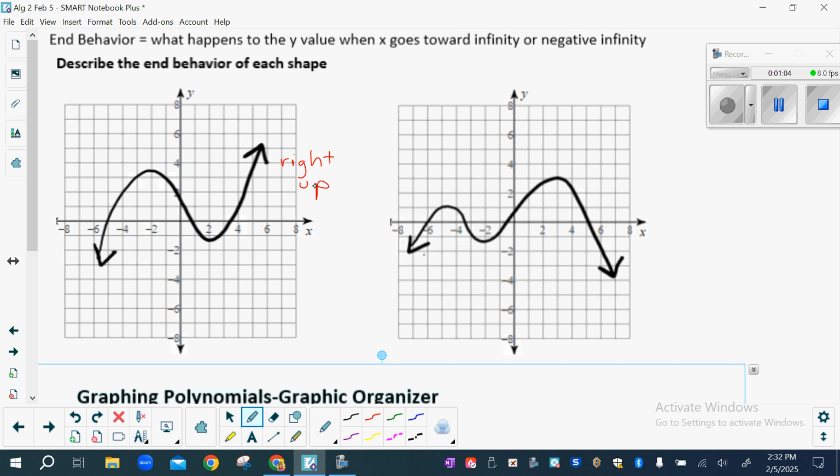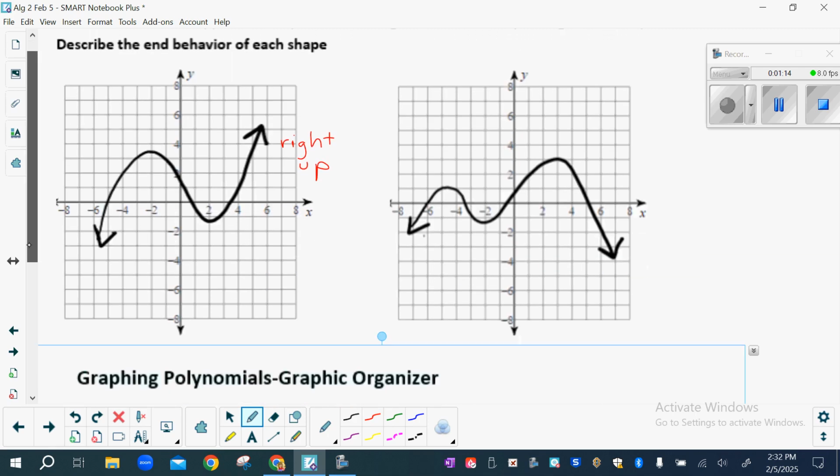Okay, so now on the left, what's happening on the left? And going towards what? Negative infinity, and then we're going to say left is down. Okay, so right up, left down. That's the end behavior.